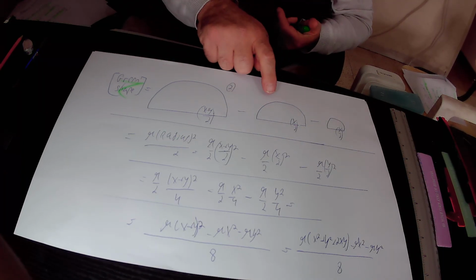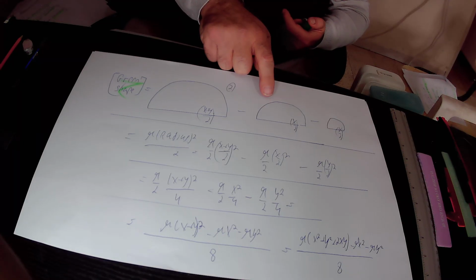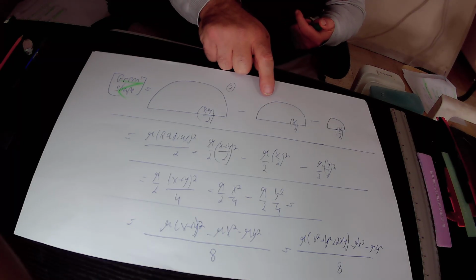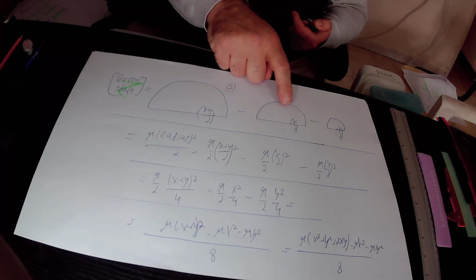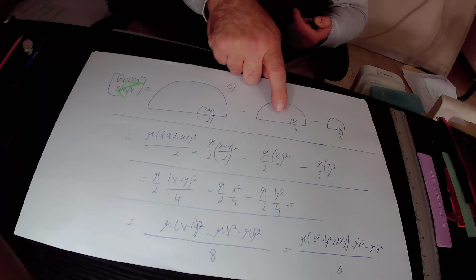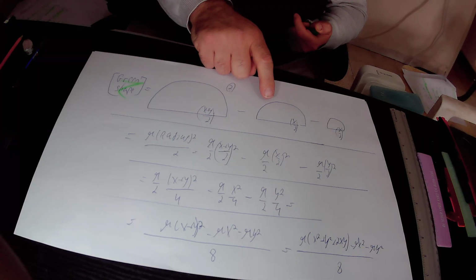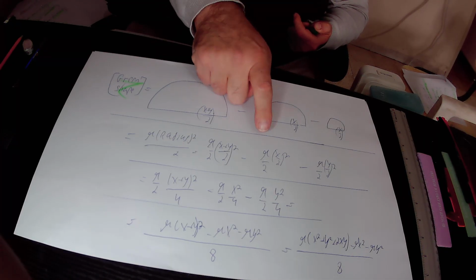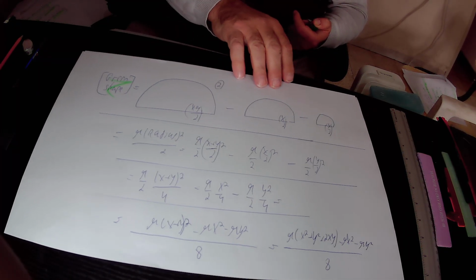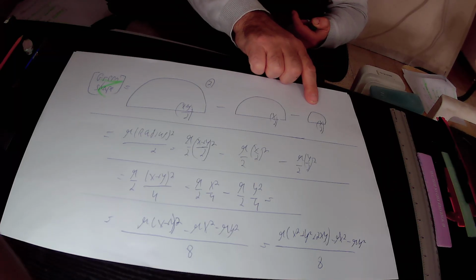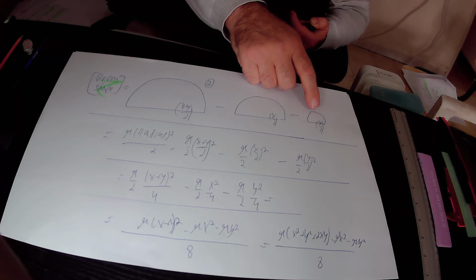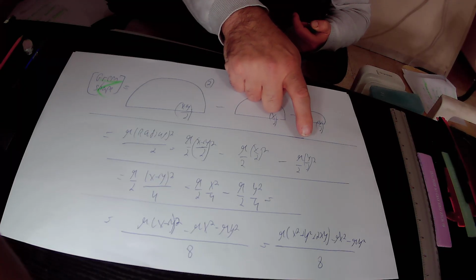minus the area of this medium semicircle. The area of this medium semicircle equals pi over 2 times the radius of this semicircle squared. The radius squared is (x over 2) squared. So in total the area of this semicircle is equal to pi over 2 times (x over 2) squared, minus the area of the smallest semicircle, which is equal to pi over 2 times the radius of this semicircle squared. This is to say it is (y over 2) squared. So in total the area of this small semicircle is equal to pi over 2 times (y over 2) squared.